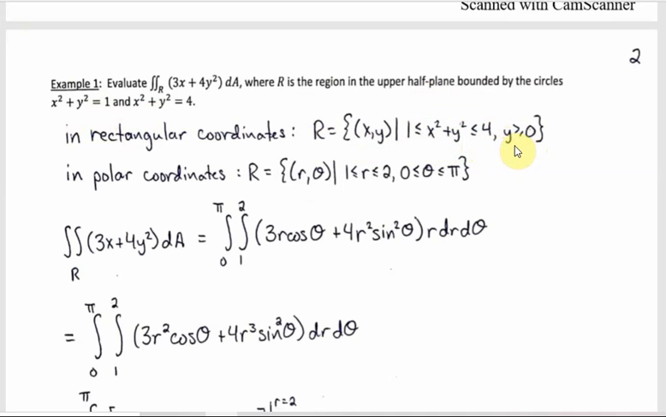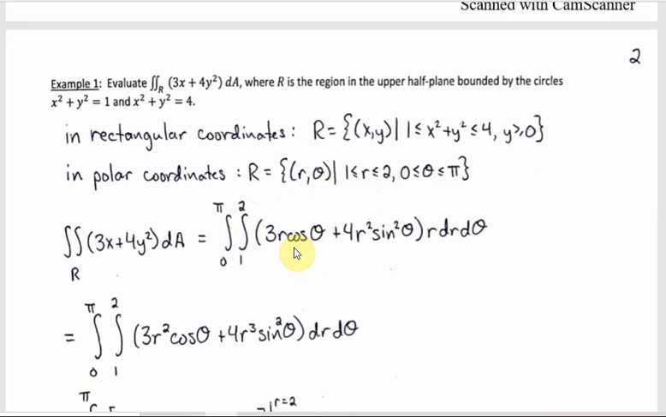And the positive y part, or the upper half plane part, if we didn't already have this thing drawn, that's how you get the limits for theta, right? Because if it has to stay in the top half, theta is going from 0 to pi. So if you want to write it out formally in set notation, it would look something like that. But we already know what the limits are going to be from the last page, so we can just go right to them. So I'm going to do dr d theta. So limits of integration for r, 1 to 2, for theta, 0 to pi.